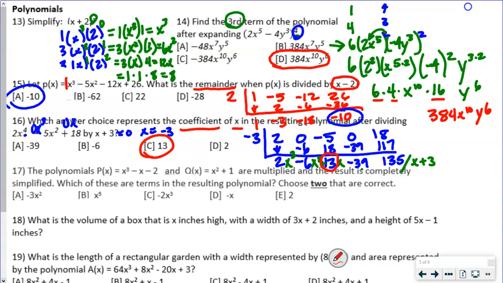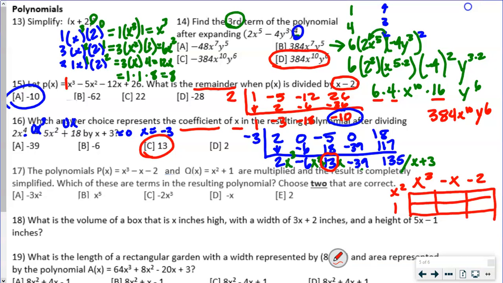Number 17 says the polynomial p of x is equal to x to the third minus x minus 2. Q of x is equal to x squared plus 1. They are multiplied, and the result is completely simplified. Which of these terms is in the result? Choose the 2 that are correct, okay? So I'm going to actually use a box here. I'm going to do x to the third, a minus x, and a minus 2. And then over here, I'm going to do x squared and 1, okay? So we're going to use a box for this.